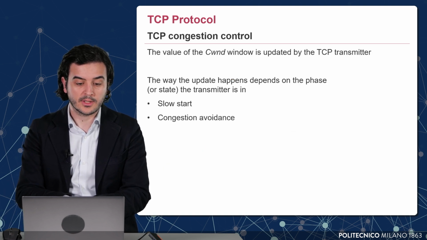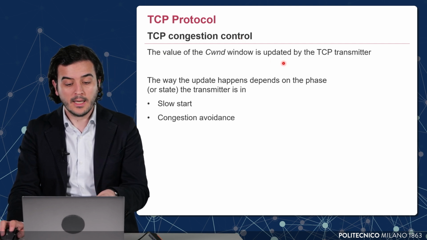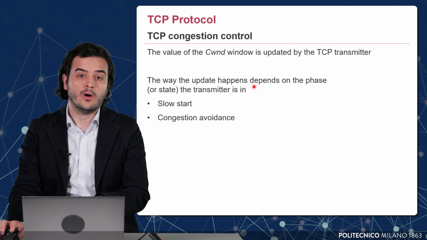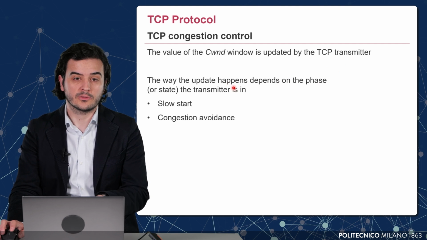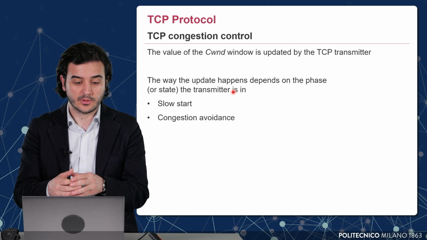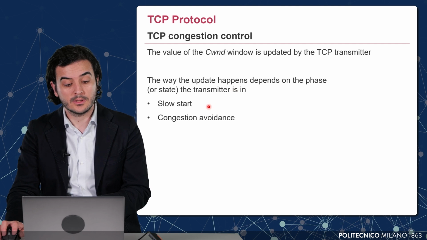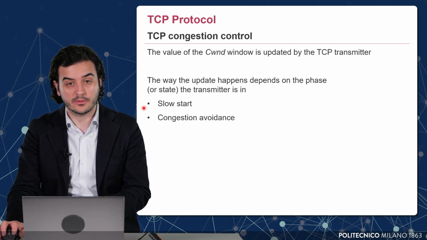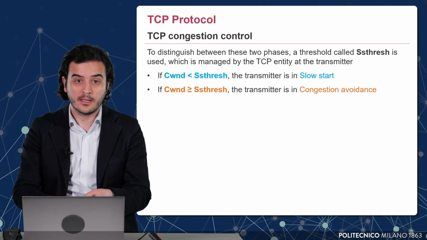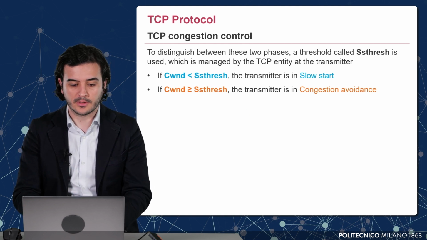The value of this congestion window, since we are talking about the congestion control of TCP, will be updated by the TCP transmitter. However, this depends on the phase in which the transmitter is, or basically the state in which the transmitter happens to find itself. Based on this, we define two main states or phases, which we denote as slow start and congestion avoidance. In order to determine if we are in a slow start or in a congestion avoidance state, some set of conditions needs to be met.